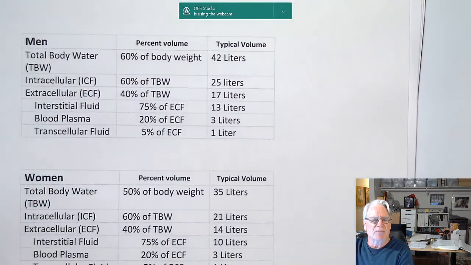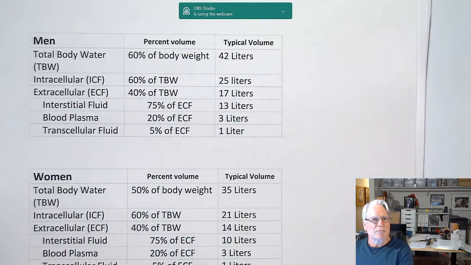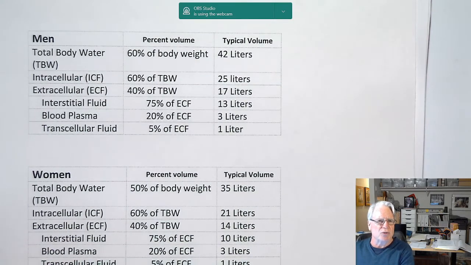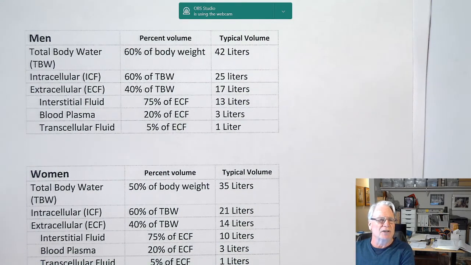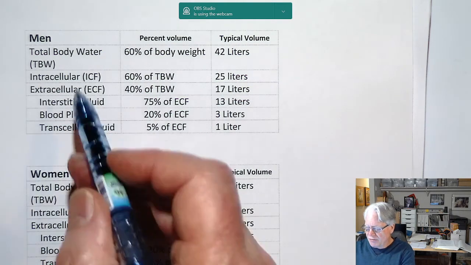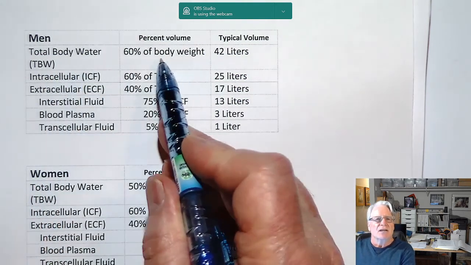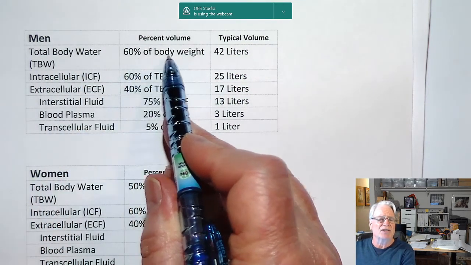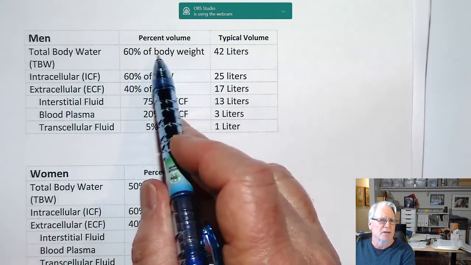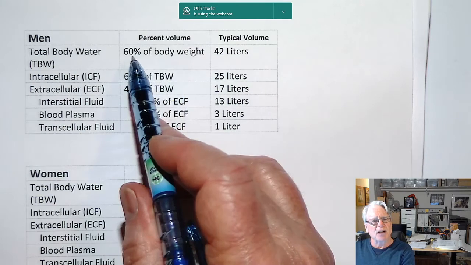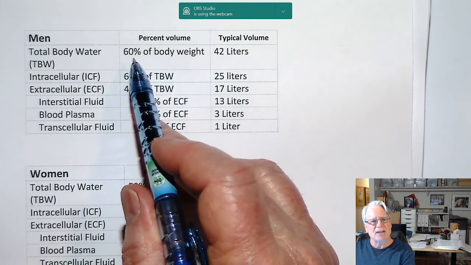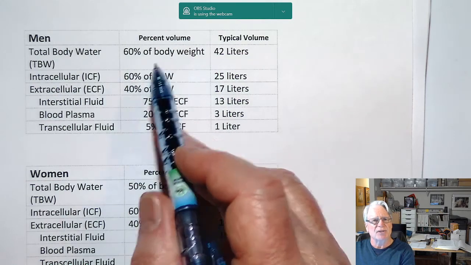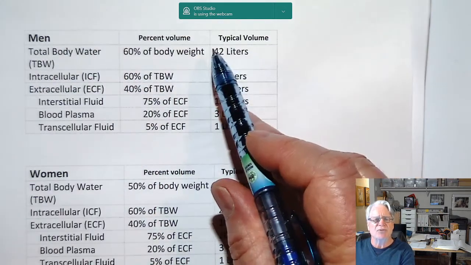So let's just take a look at men, and then we'll look at women. So here is a chart showing you what all the different body water compartments are, and their approximate volume in percentage, and typical volume in liters. So we have total body water. So for males, it's approximately 60% of their body weight is actually water. So only 40% of your body weight, if you're a typical male, is actually solid material. 60% is actually the fluid. And that amounts to 42 liters.